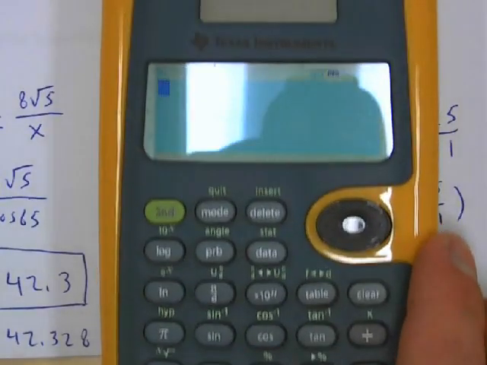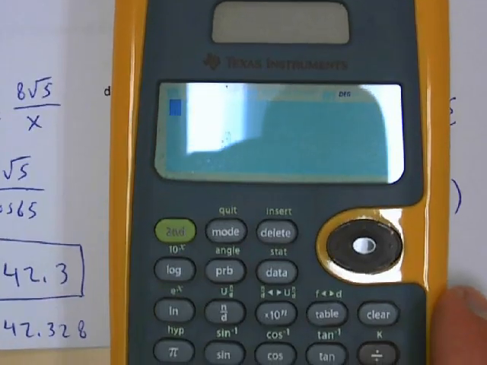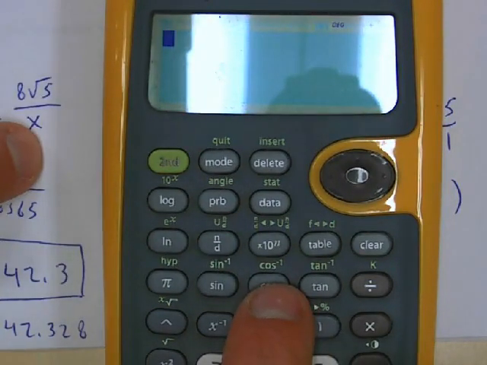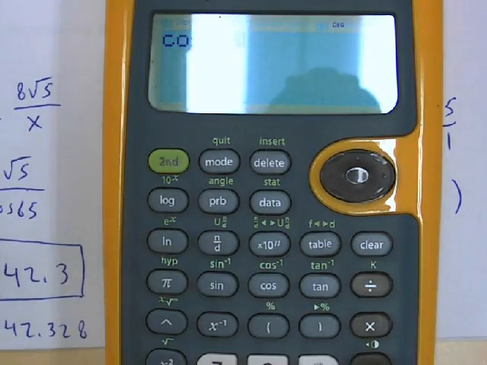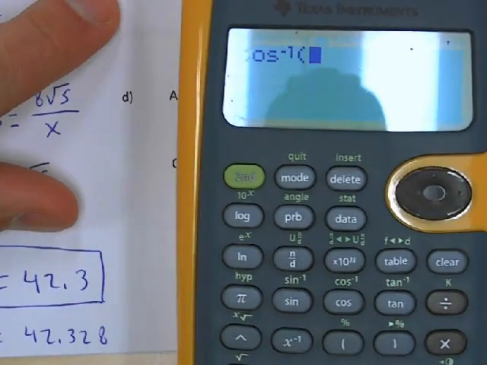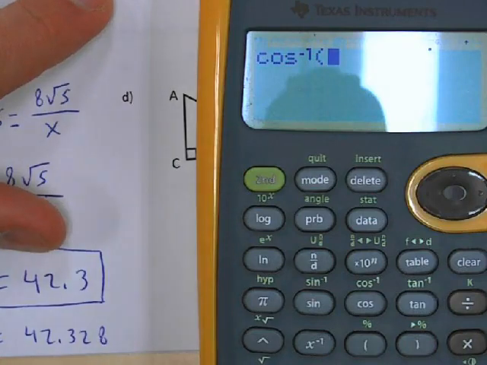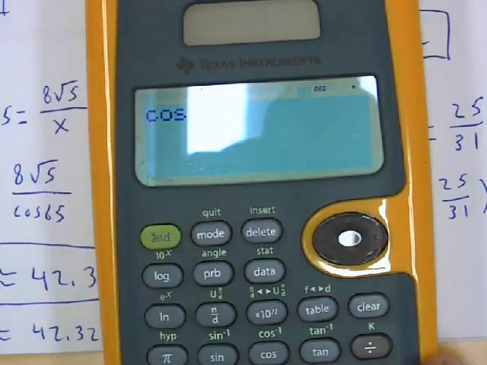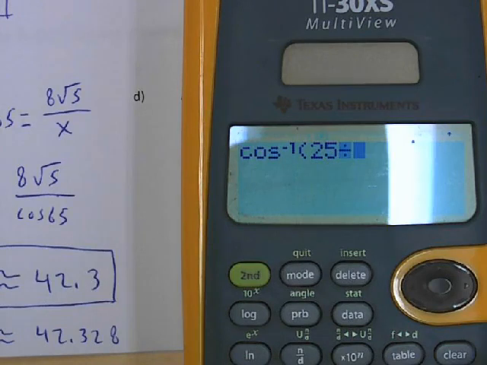Sorry about the glare there. Try to get it where there's not as much of a glare. Okay, so to use my inverse cosine function, let's scoot this up a little bit. That's the green button above my regular cosine button. So then I got to hit second to use the top row of things. And then hit that, and we can see, yeah, it says cosine of the -1. Again, sorry about the glare. And we want the inverse cosine of what ratio? 25 over 31. So then punch that in our calculator so we get it where we can see it. And then that'll give us our answer.